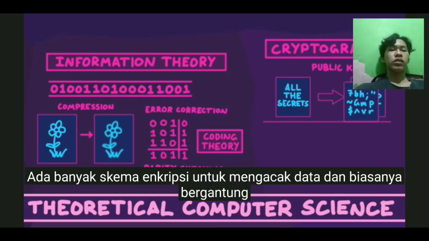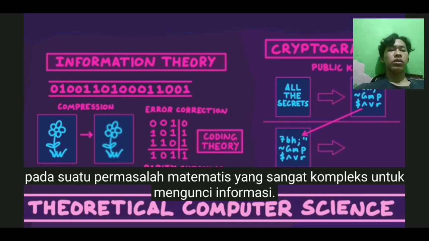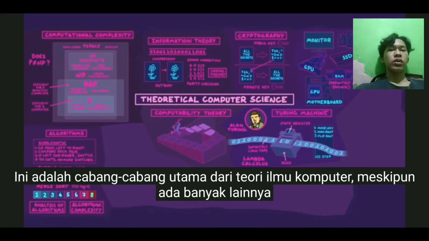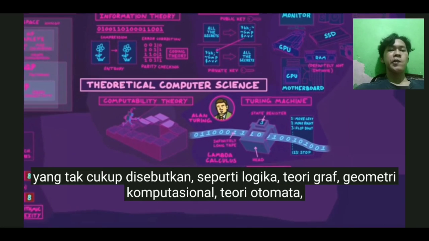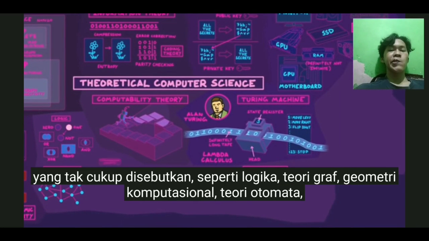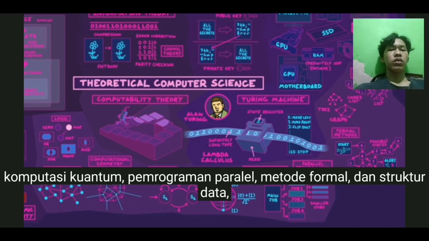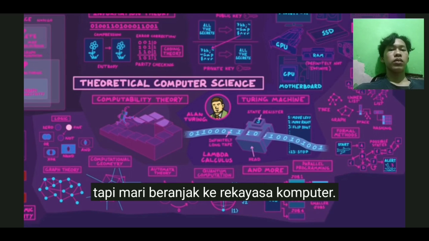There are many different encryption schemes which scramble data and usually rely on some very complex mathematical problem to keep the information locked up. These are the main branches of theoretical computer science, although there are many more that I didn't have time to go into, like logic, graph theory, computational geometry, automata theory, quantum computation, parallel programming, formal methods, and data structures. But let's move on to computer engineering.